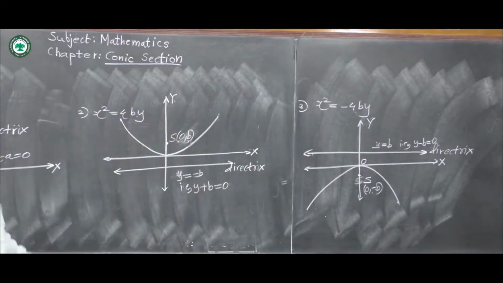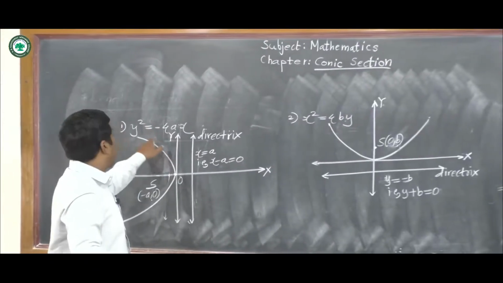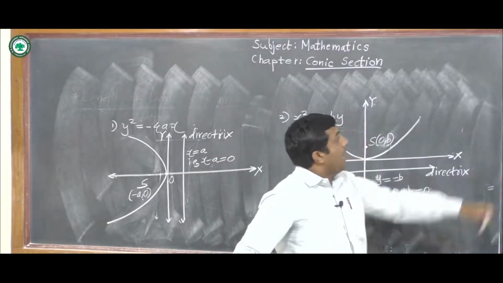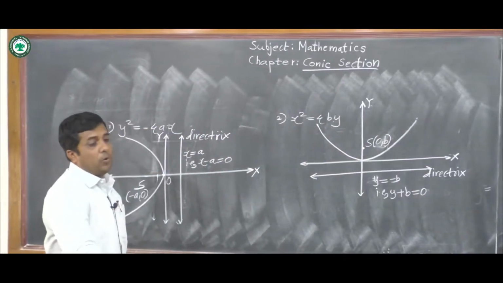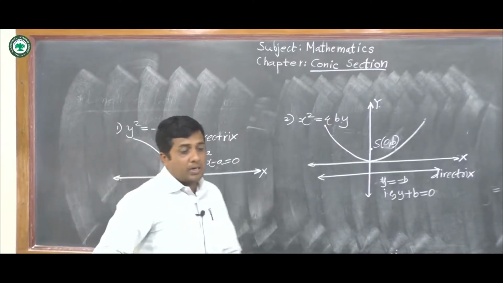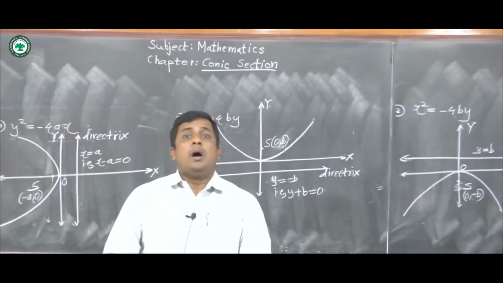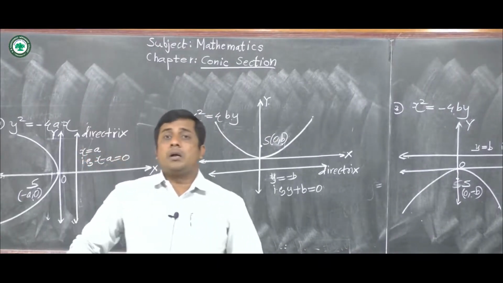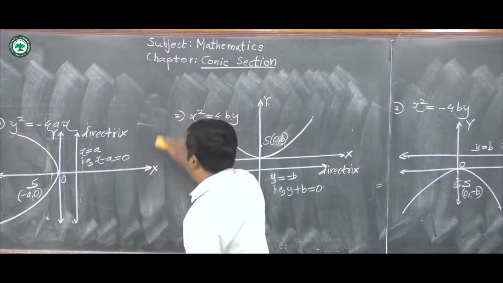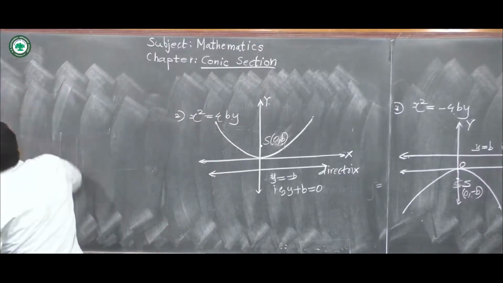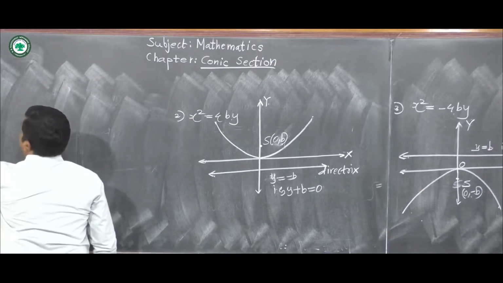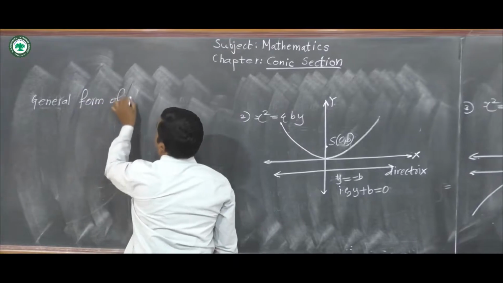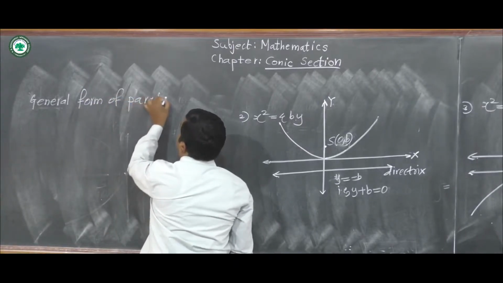So these are our other standard forms. Here y square is equal to minus 4ax, x square is equal to 4by, and x square is equal to minus 4by. So remember these forms also. Then in the last we go with our general form of the parabola.